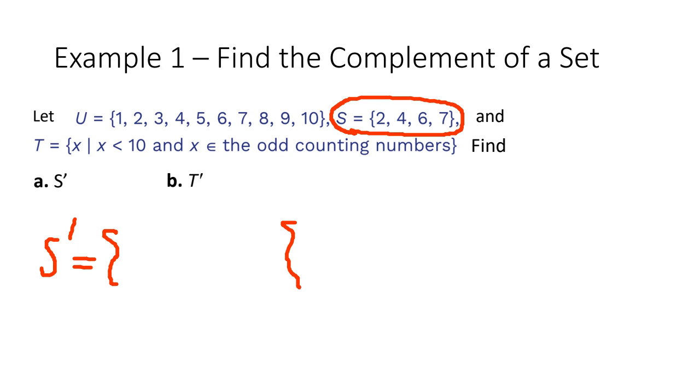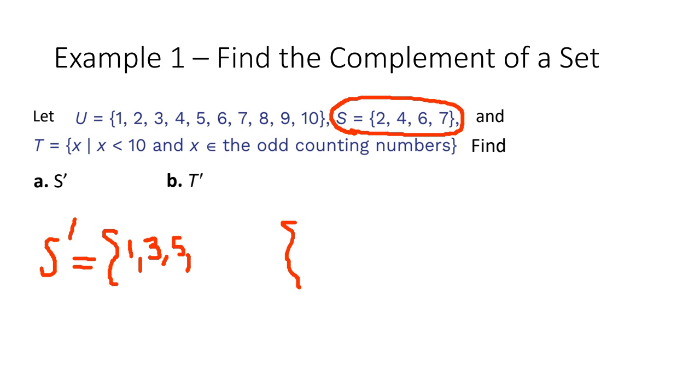So let's look at the set U. Is 1 inside of S? The answer is no. So then that belongs to our complement, so we would have our 1. Is 2 inside of S? Yes. So we move on. Is 3 inside of S? No. So that's part of our complement. So it's all the numbers that are not in S. 4 is in S. 5 is not in S.